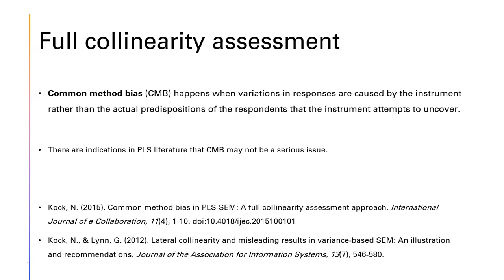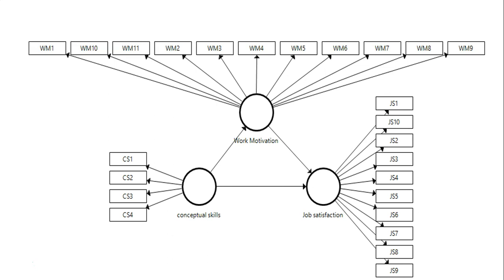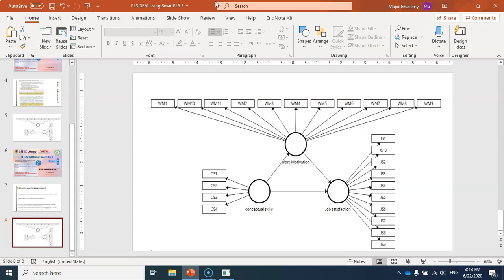And there are also two articles in this slide, as you can see, and basically these are the references for full collinearity assessment. And in this slide, again, you can see our basic mediation model, and I'm going to check for common method bias based on this model. Okay, now let me go to SmartPLS.